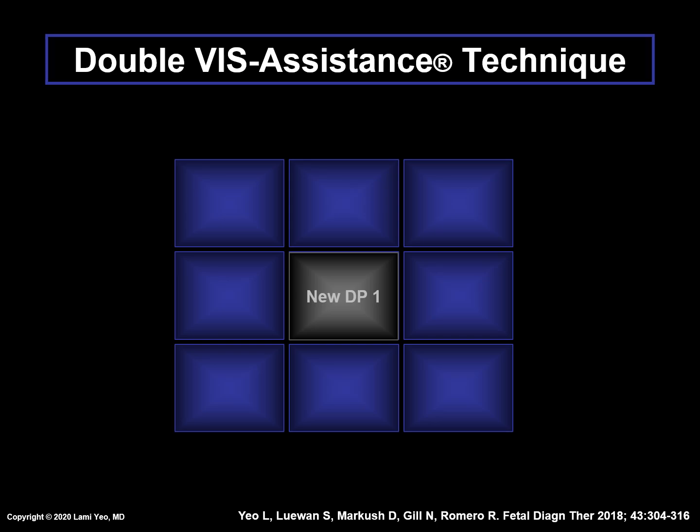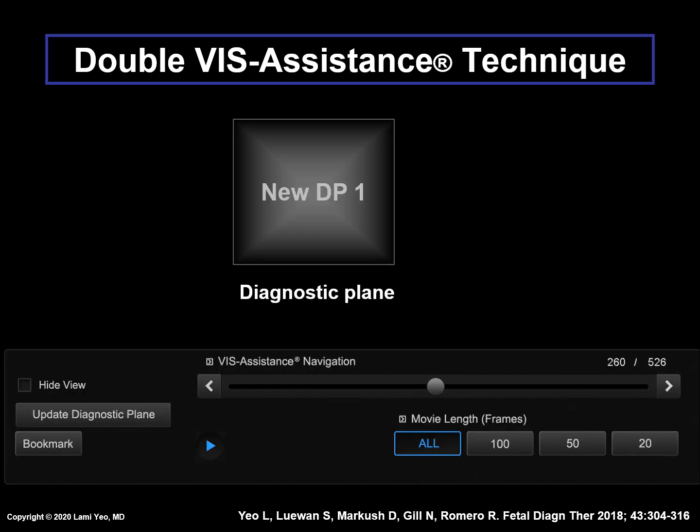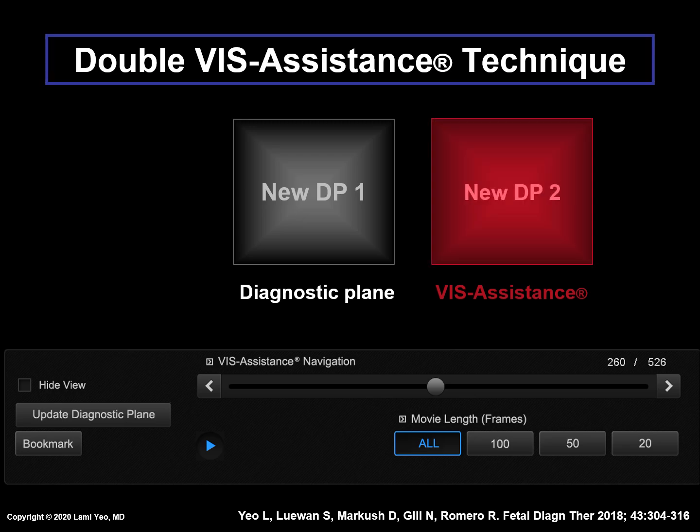VISA is now activated a second time for new DP1. New DP1 is now the diagnostic plane on the left. VISA is activated and a new cardiac view is obtained called new DP2. The user replaces the diagnostic plane with new DP2 so that it appears in the template of 9 cardiac views. This is accomplished by pressing the button labeled Update Diagnostic Plane.